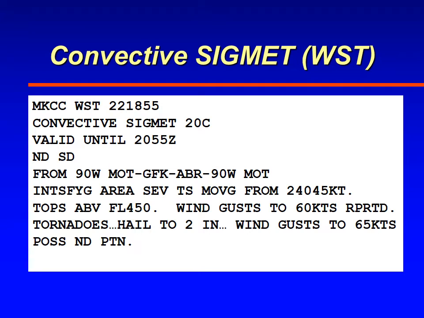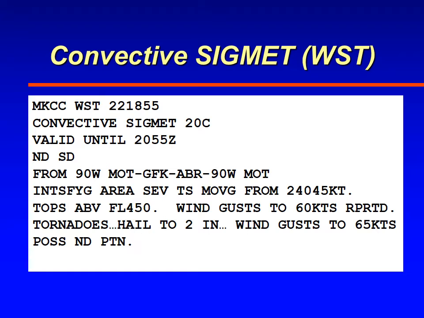But of course it is MKC, which stands for Kansas City. C is the central region, so this is the Central Region Convective SIGMET. The WST is the abbreviation for Convective SIGMET. 22 is the date, and 1855 Zulu is the time. It's Convective SIGMET 20 Charlie. It's valid until 2055 Zulu. So you can see it's a 2-hour forecast.